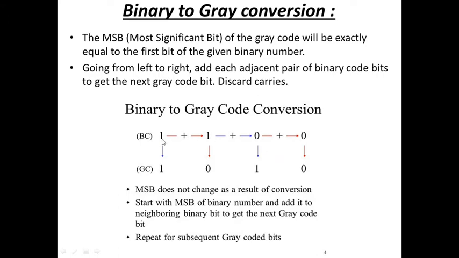In this case you have to keep on adding horizontally across the binary number. First copy the MSB. Now 1 plus 1 is 0. 1 plus 0 is 1. 0 plus 0 is 0. So the gray code is 1010. Clear?